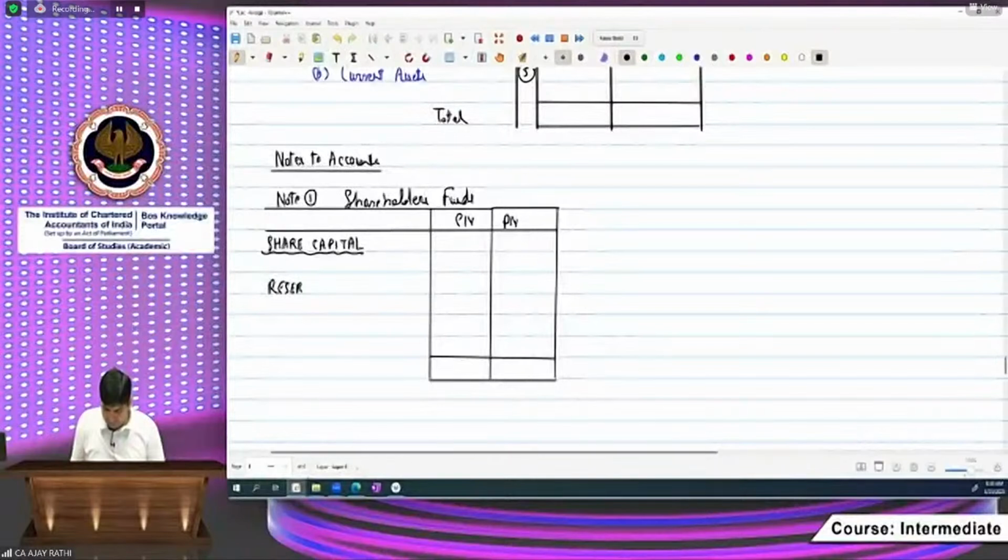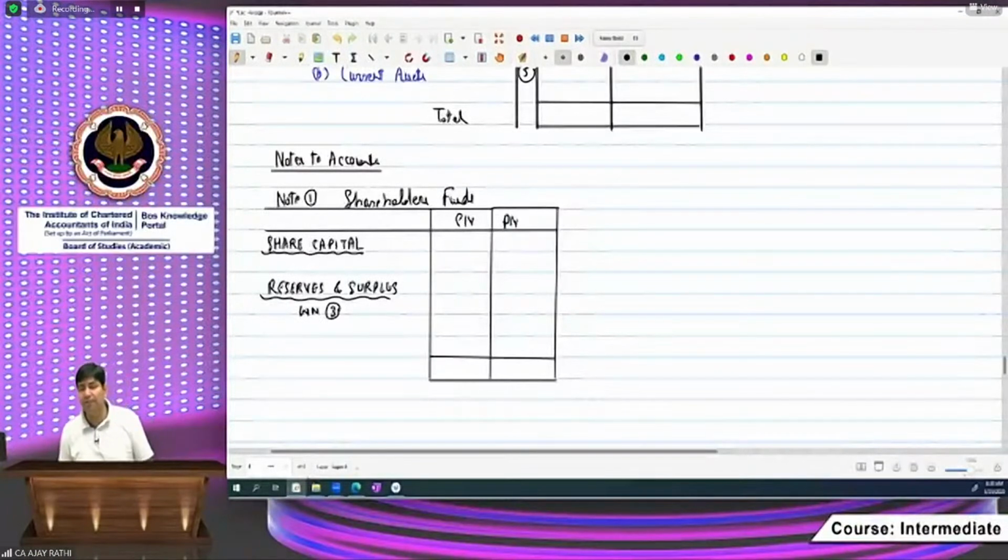Reserves and surplus. For this, we shall be preparing a working note. Give reference of working note. Working note number 3 will be there. You know already about that. Working note number 3 will be there for consolidated. We have practiced up to the last class. Those who are watching on YouTube can also show their presence by giving their like, share, comment, etc.